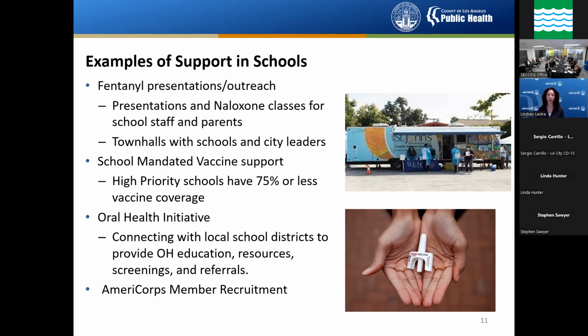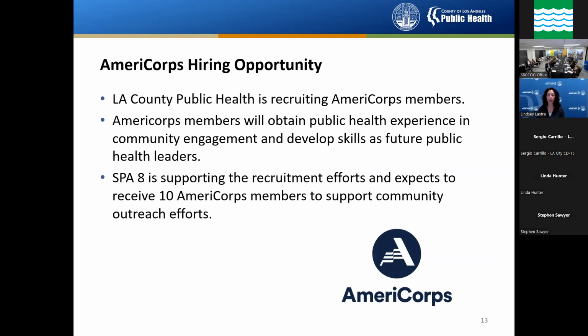We are again trying to bring public health experiences to different folks, students being one of them. And so we are hiring right now for AmeriCorps to gain some public health experience and work directly with us. So let me go into that slide. Essentially, we in public health are hiring AmeriCorps members to be a part of our community engagement teams. In my unit, we have community health workers that go out and do community engagement with businesses and residents at different events, not just health-related events, to really talk about public health initiatives.